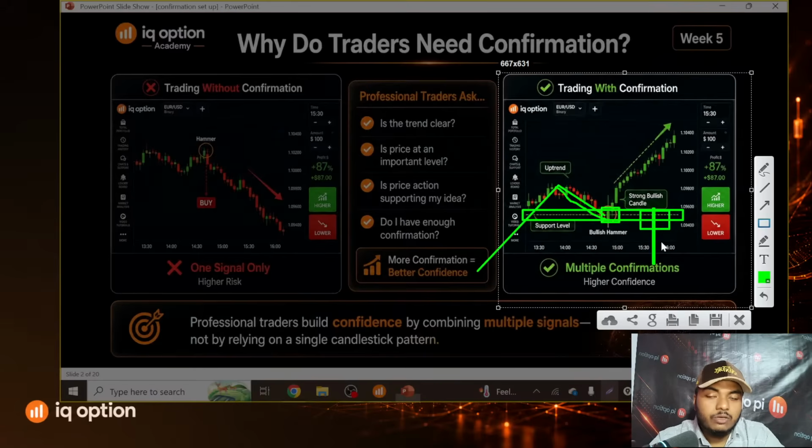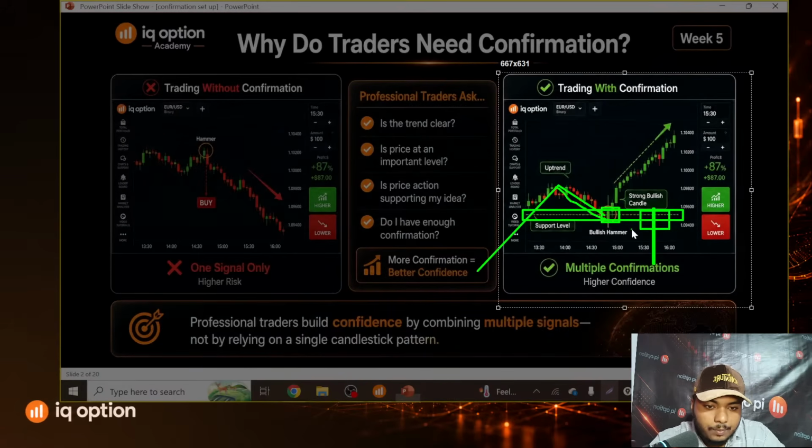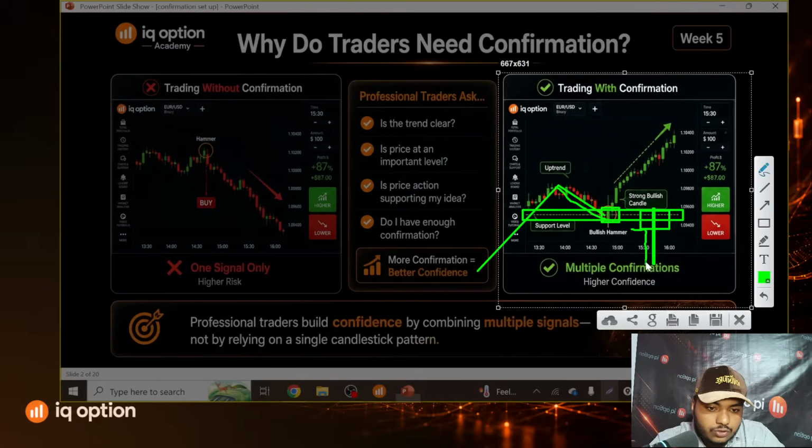So much pressure that at the opening of this candle, sellers tried so hard to push the price in the downward direction, but eventually from here buyers pushed the price in the upward direction. Not only did they push the price upward, but they also made the candle color green. That simply means buyers have so much power here. So in this support area, buyers show their power.